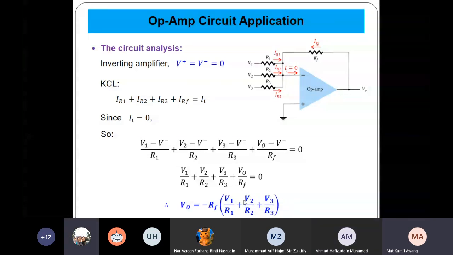It depends on the question. Whether I give the value of RF, R1, R2, R3 and ask you to calculate what is the output, or I say that, okay, I have V1, V2, V3 and this is the output I want. Design what is the value of RF, R1, R2, R3.